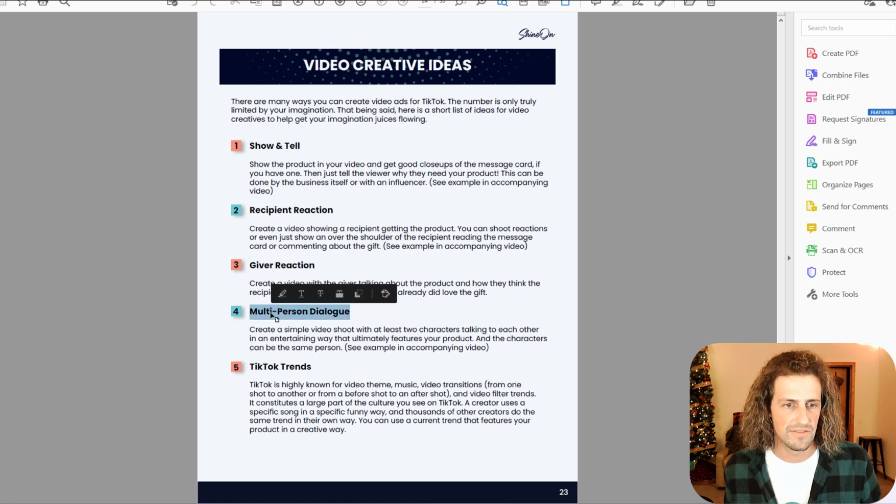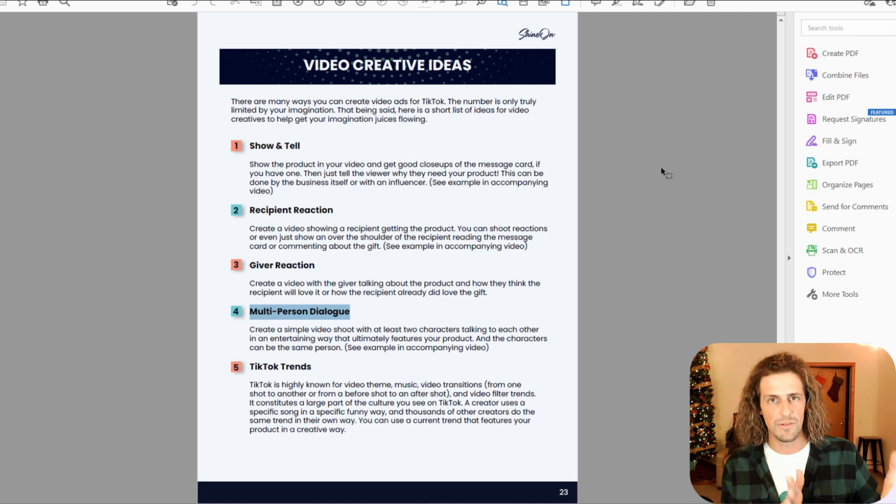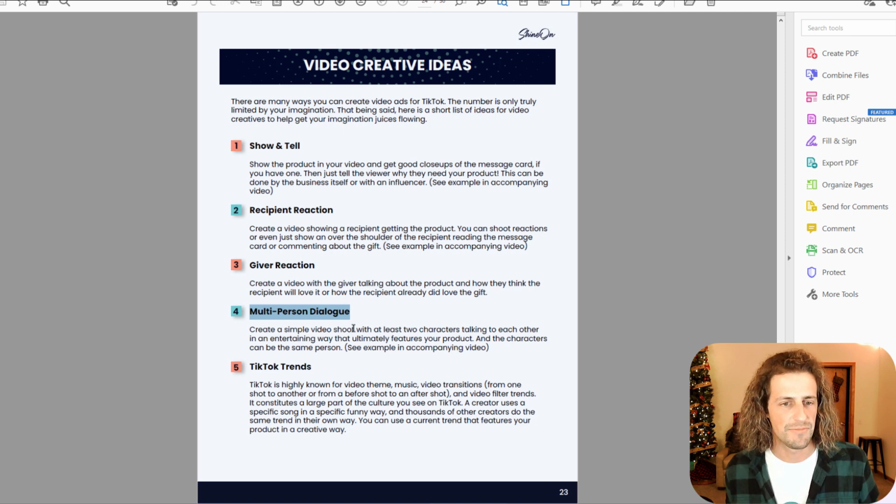Multi-person dialogue. TikTok is known for a lot of dialogue and voiceover. I say voiceover, really lip syncing is a very common thing. But you can also just create your own dialogue and interaction between two people. So it could be just me sitting in one spot and me sitting in another spot, or facing one direction and facing another direction, and just having a conversation with myself and just talking about the product or what you're going to do with it, that sort of thing.